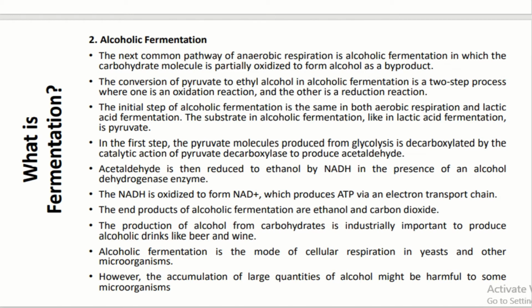The end products of alcoholic fermentation are ethanol and carbon dioxide. Production of alcohol from carbohydrate is industrially important to produce alcoholic drinks like beer and wine. Alcoholic fermentation is the mode of cellular respiration in yeast and other microorganisms. However, the accumulation of large quantities of alcohol might be harmful to some of the microorganisms.